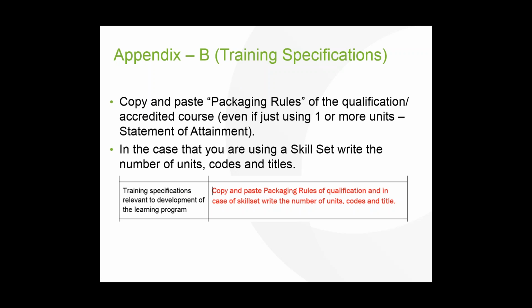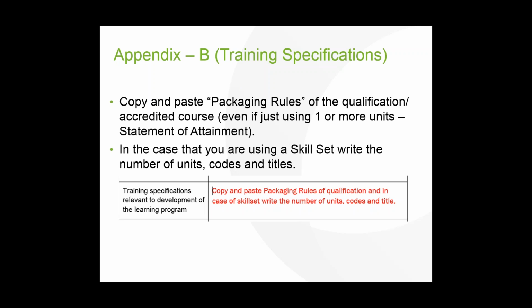If you go to your qualification, you would see a section called packaging rules. And in that section, there would be the total number of units which you need to teach to award this qualification. There would be core units, there would be elective units. Just copy and paste that area, not the whole section: just total number of units, core units, elective units, and any rule related to selection of elective units, and that's it.